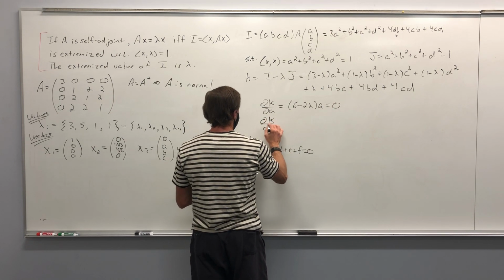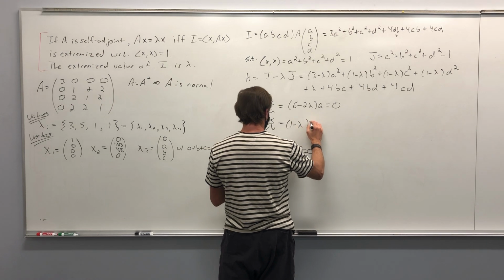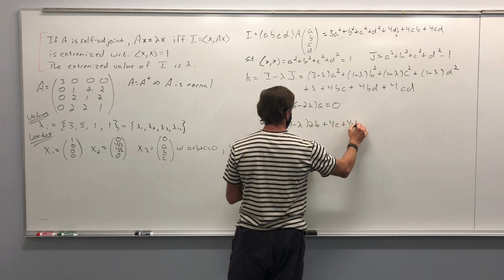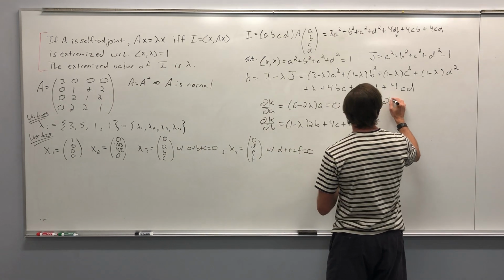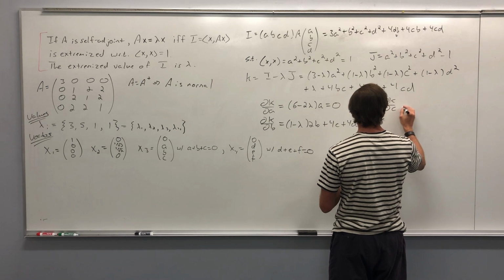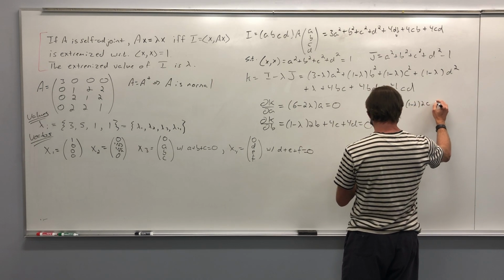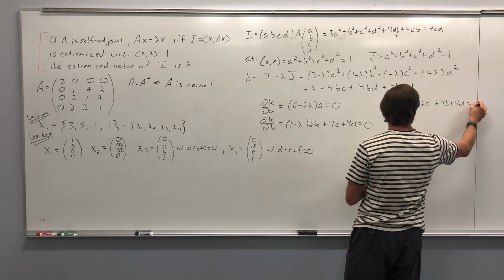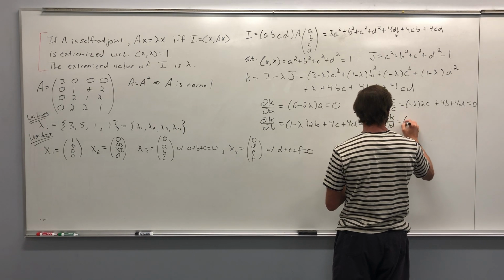We want dK dB equals 0. This is 1 minus lambda 2B plus 4C plus 4D. We want that to be 0. We want dK dC equals 0. This is 1 minus lambda 2C plus 4B plus 4D. And we want dK dD equals 0.